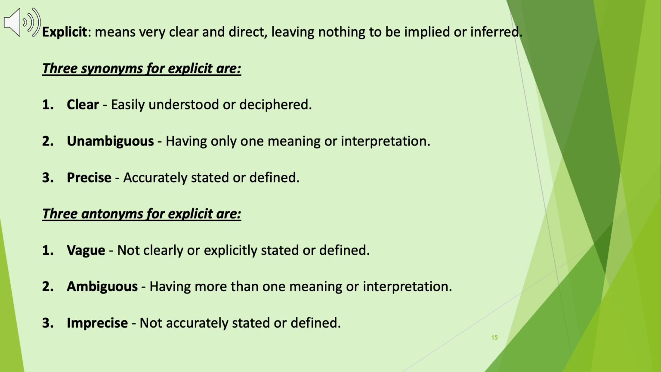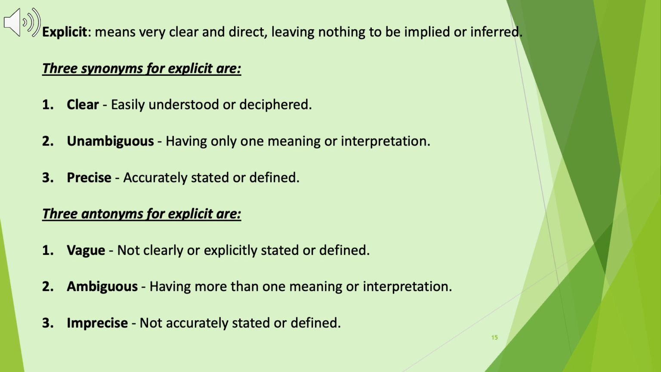Three synonyms for explicit are: clear, easily understood or deciphered; unambiguous, having only one meaning or interpretation; precise, accurately stated or defined.